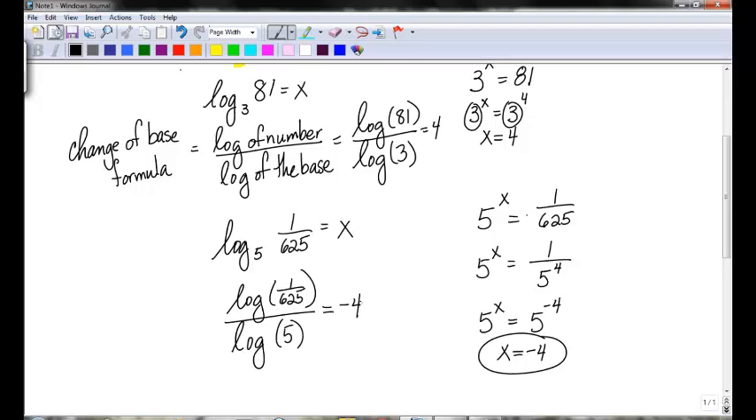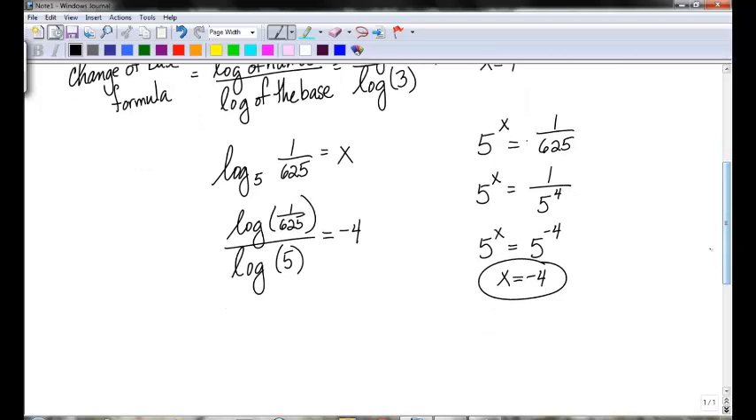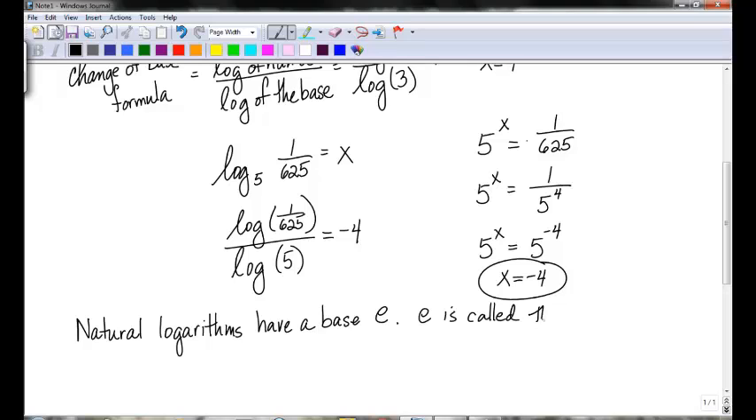Look familiar? Okay. Then we also started talking about, in pre-calc, natural logarithms. Natural logarithms have a base e, and e is called the natural exponential function.